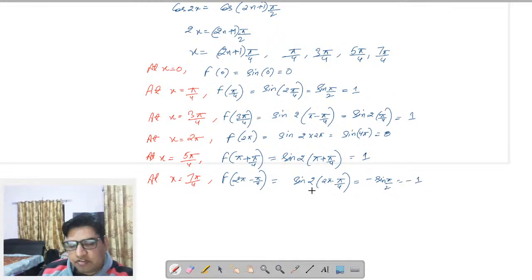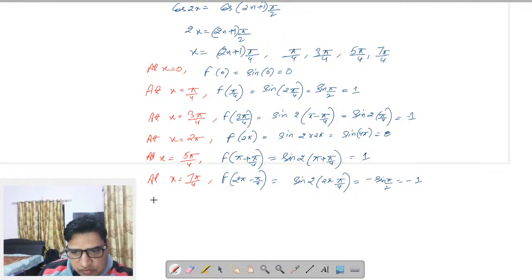So guys, we get the minimum value at x is equal to pi by 4, okay, and we get the maximum value at x is equal to pi by 4 and 3 pi by 4. Okay, so 3 pi by 4 is minus 1. At 3 pi by 4 it is minus 1, and okay, so this is how it will be.